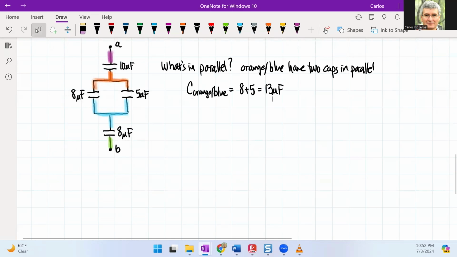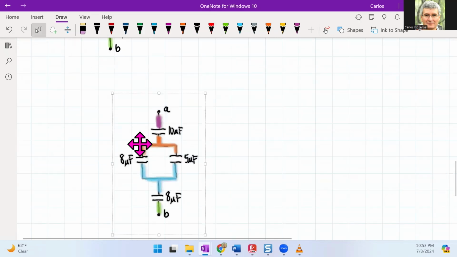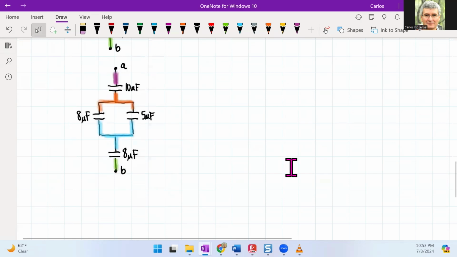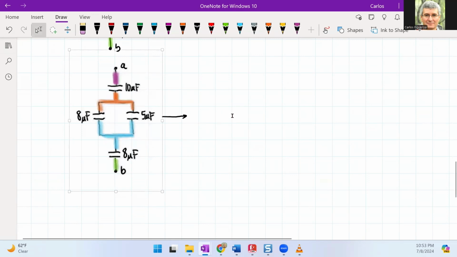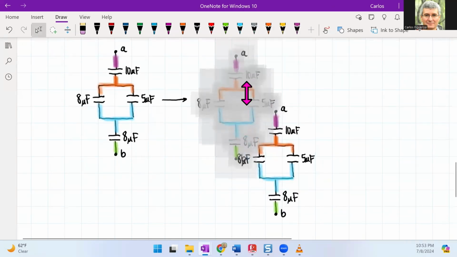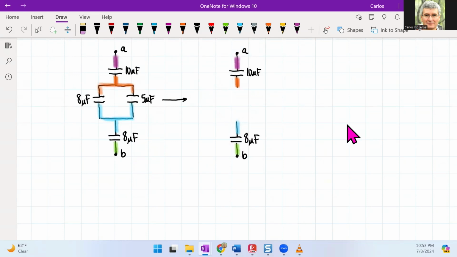So now what I do is I take this circuit here, I take this combination of capacitors, and now look what I'm going to do. I'm going to take this guy, and now I reduce my circuit. I'm going to replace that 8-5 combination with one capacitor. So if I take this guy and just place it here, I'm going to erase all of this because it doesn't exist anymore.